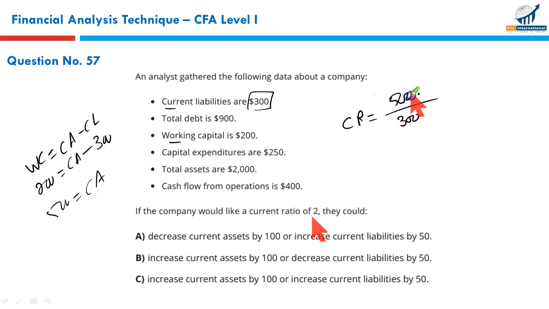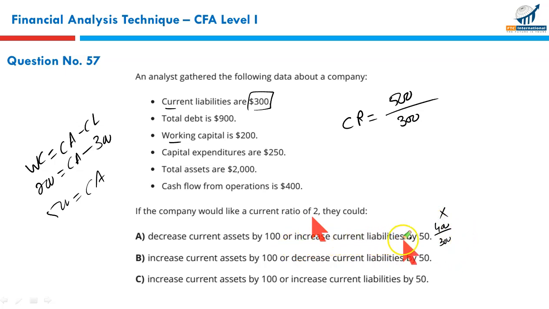So we have current assets of 500. So the ratio currently is of course not 2. It is less than 2. So which of these will help us achieve our goal? It says decrease current assets by 100. Decreasing current assets by 100 will not help because it will make the ratio 400 by 300. It's not 2:1. No help.